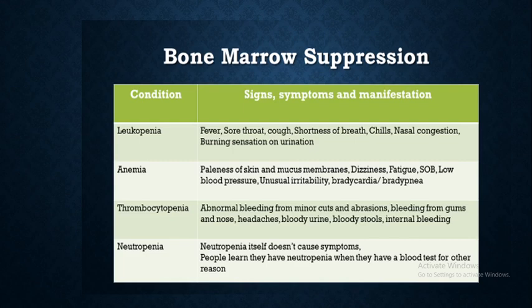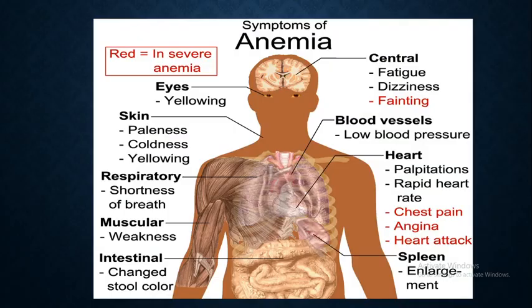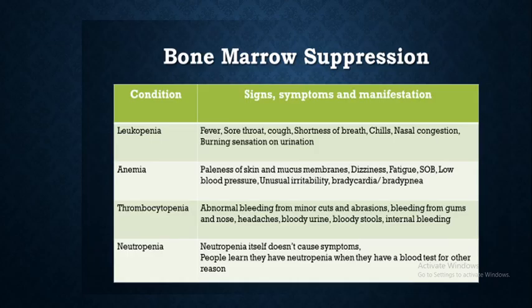Conditions like leukopenia, and there are some other conditions as well: anemia, thrombocytopenia, and neutropenia. What is neutropenia again? The low count of neutrophils. Yes, so these things can lead to signs and symptoms and bone marrow suppression. So pay attention to that. I'm not going to read one by one.